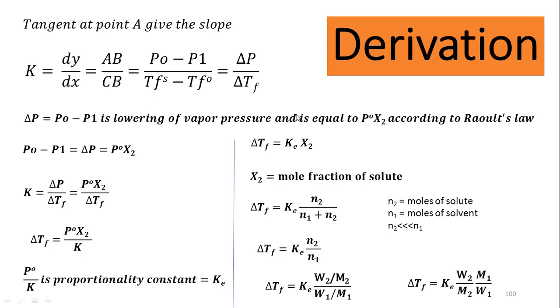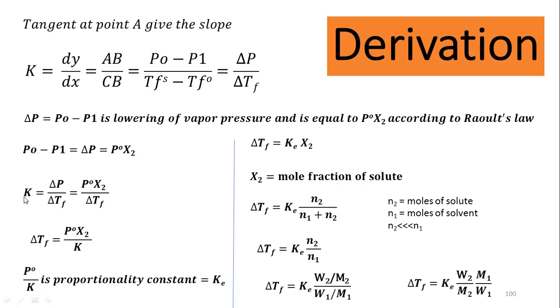So according to Raoult's law, which we have discussed before, this P naught minus P1, or delta P, is the lowering of the vapor pressure, and this is equal to P naught x2. The same is given over here, P naught minus P1, which is the delta P, which is equal to P naught x2 according to Raoult's law. P naught is the vapor pressure of the pure solvent. X2 is the mole fraction of the solute. 2 represents the solute. The more solute there is, the more the lowering in the vapor pressure, and this is Raoult's law.